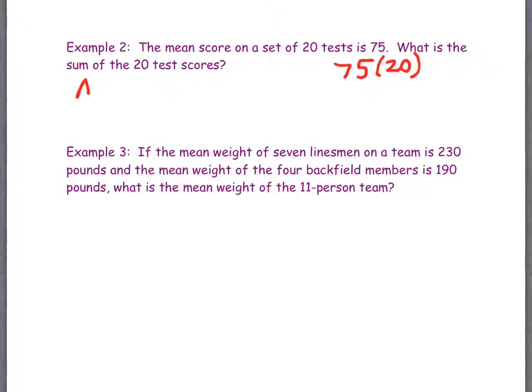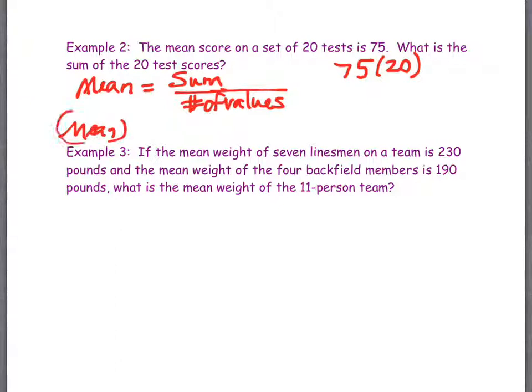Let me write it as mean. Your mean is the sum divided by the number of values. So if you take this formula, which is what it really is, and you rewrite it by multiplying by the number of values, if you take the mean times your number of values, you get back the sum. Make sense? So what is 75 times 20? 1,500.